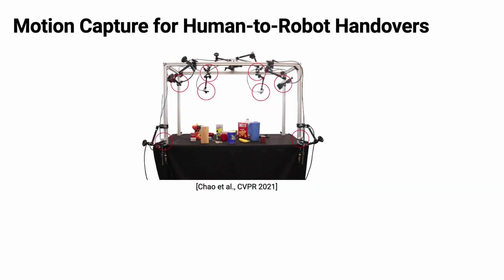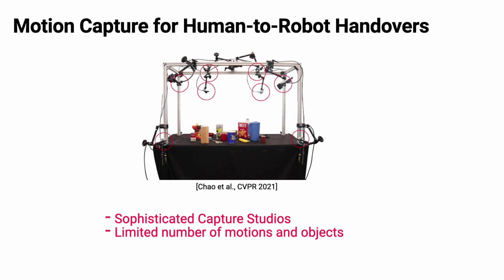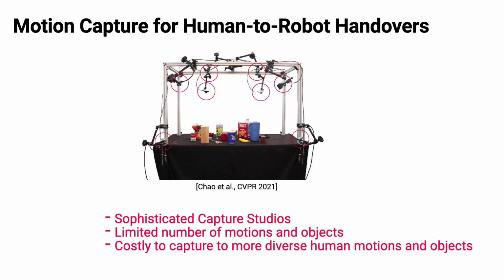However, capturing human hand-object motions is expensive and requires a sophisticated setup. Hence, the amount of available human motions and objects is highly limited. Capturing more diverse data for training and testing is costly and does not scale well.